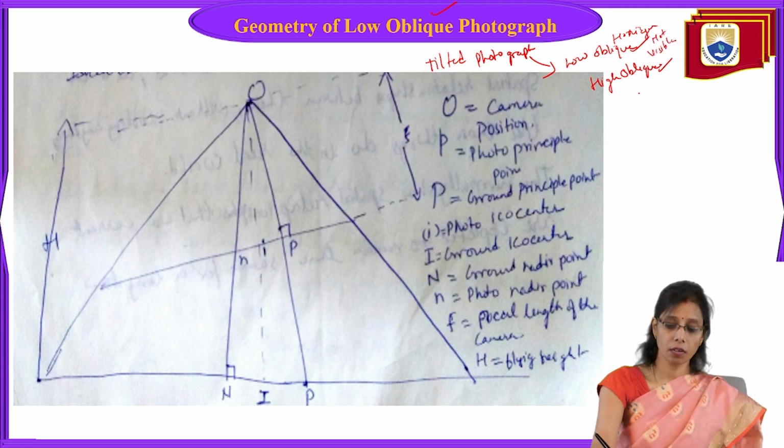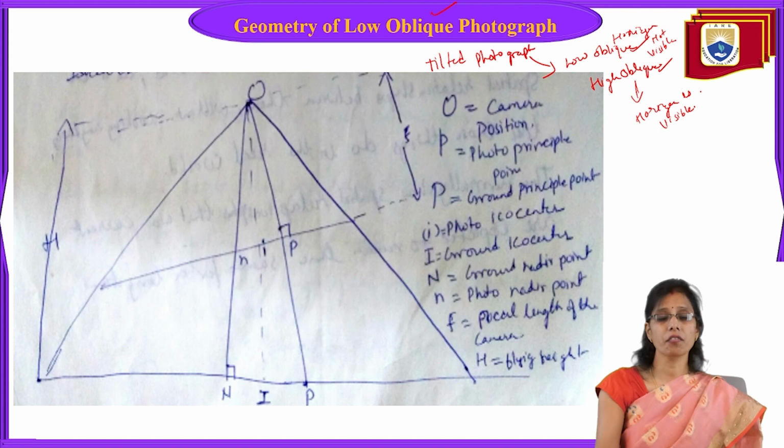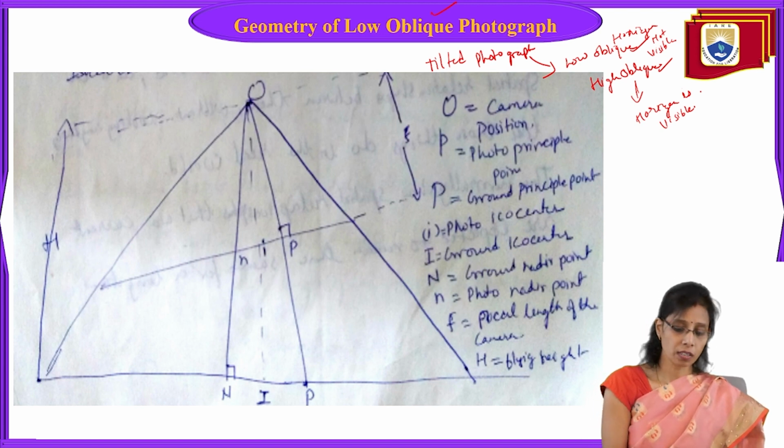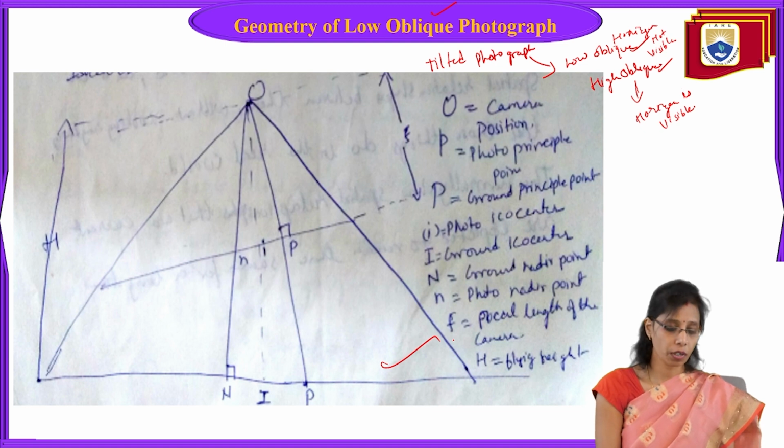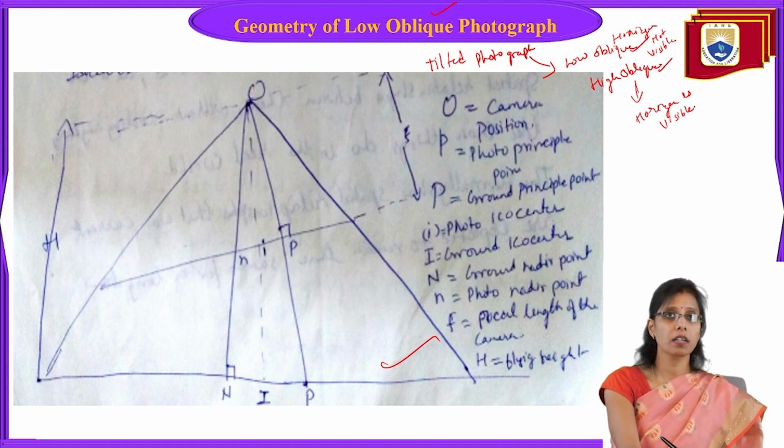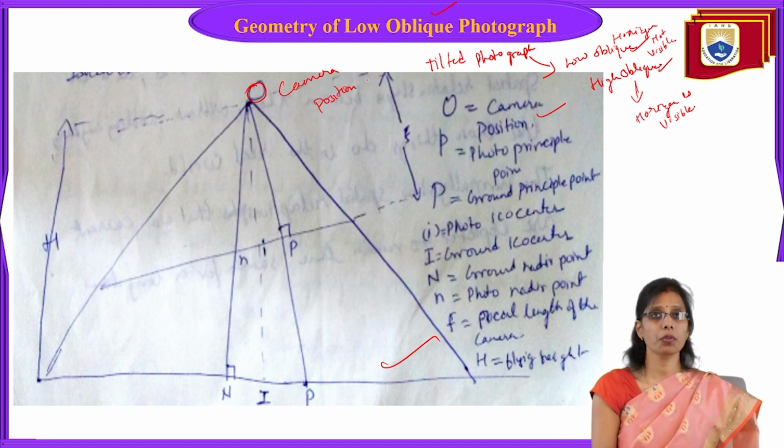Okay, here the horizon is visible. That is the difference. Okay, so this is the geometry of a low oblique photograph. Now if you see here, O is the camera position.